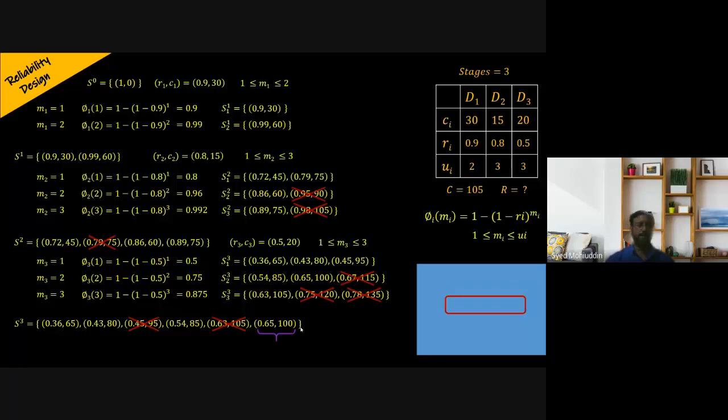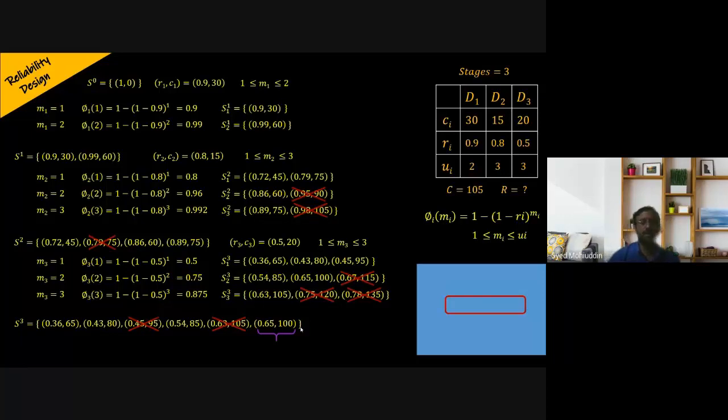Then we are left with these elements, and we have already arranged them according to increasing order of reliability. So the last element, whichever is remaining in the set S3, is going to give us the maximum reliability that we can achieve. So its reliability is 0.65, and the total cost which is incurred is 100.